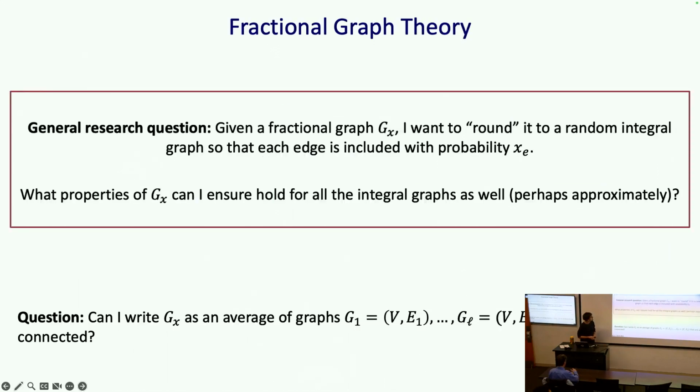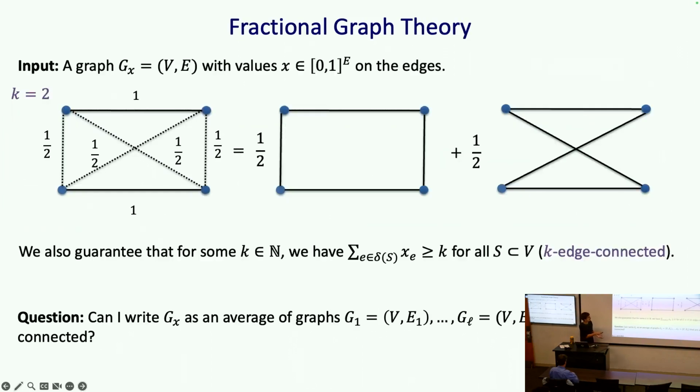And this is actually a very general research question. You can look at a fractional graph. You can say, I want to round it to some random integral graph, and I want to do that so that every edge is included with probability x_e, the fractional weight. This is a natural thing you'd like to do. And then you can ask what properties of the fractional graph can I ensure hold for all the integral graphs? And maybe you'll lose something.